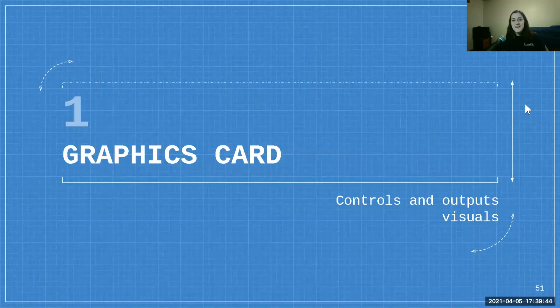All right, so if y'all are ready, we are going to start picking our parts. And so what we're going to start with is the graphics card.